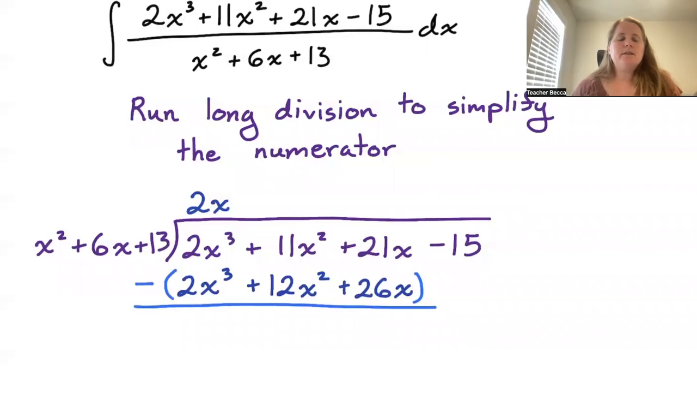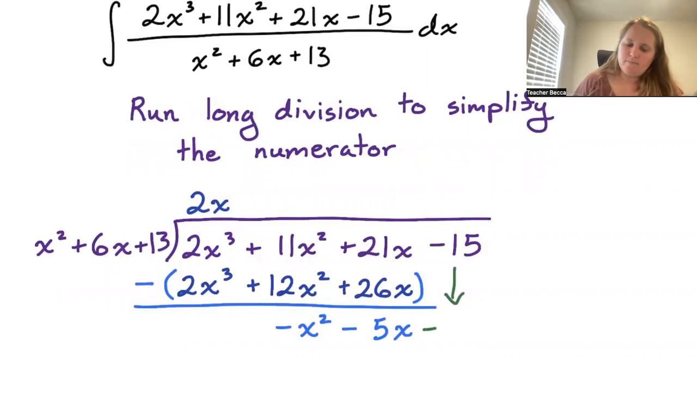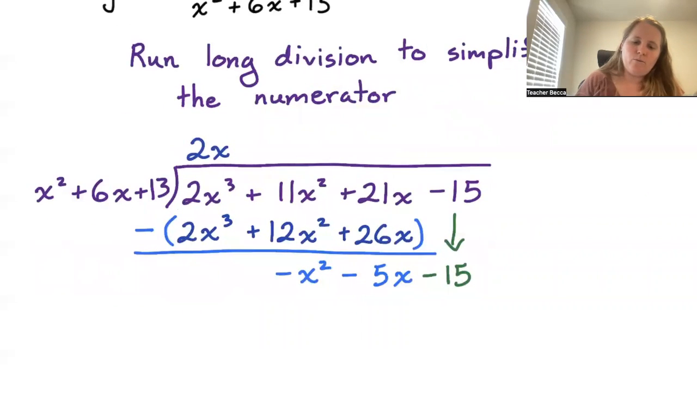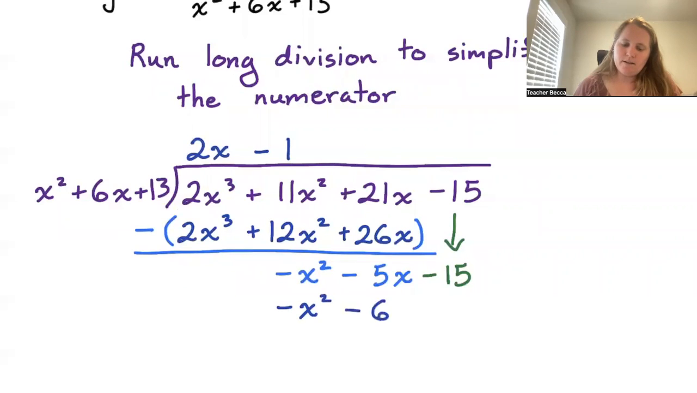Doing our subtraction, the 2x cubes cancel. 11x squared minus 12x squared is a negative x squared. 21x minus 26x is a minus 5x. And then we pull down our minus 15. X squared goes into negative x squared negative 1 times. Minus 1 times x squared is negative x squared. Minus 1 times 6x is a minus 6x. Minus 1 times 13 is a minus 13.